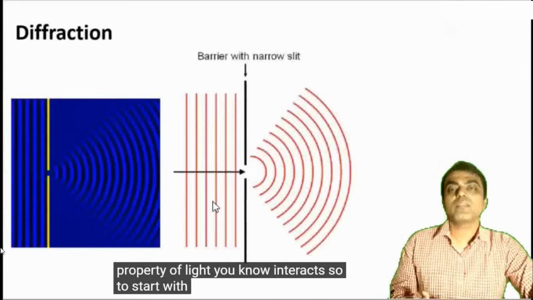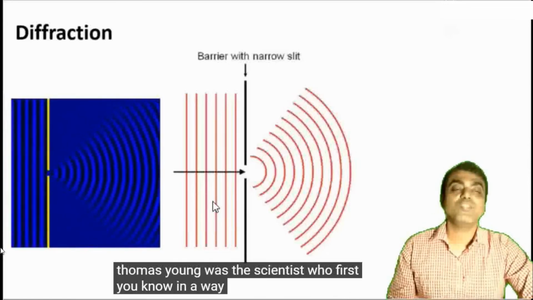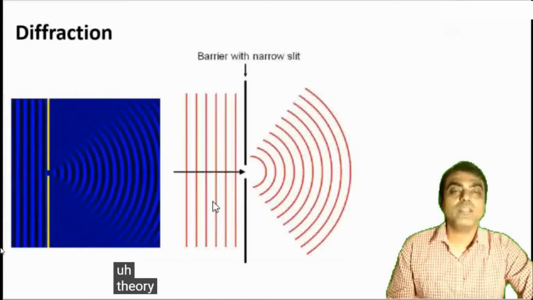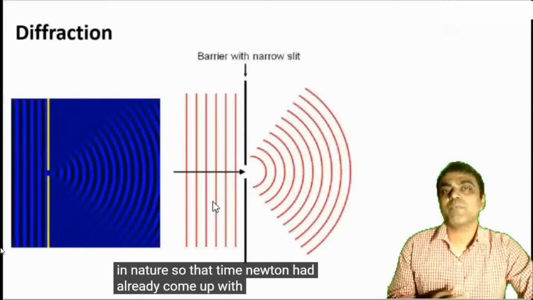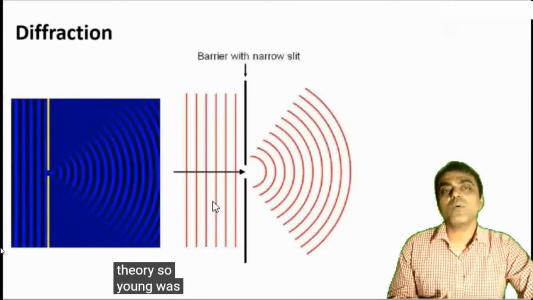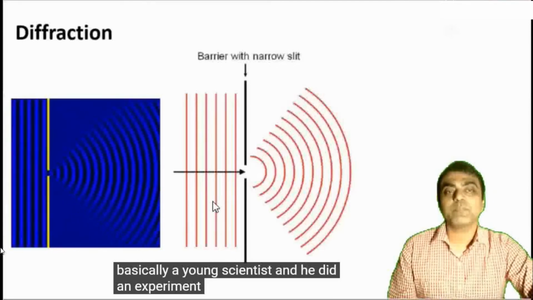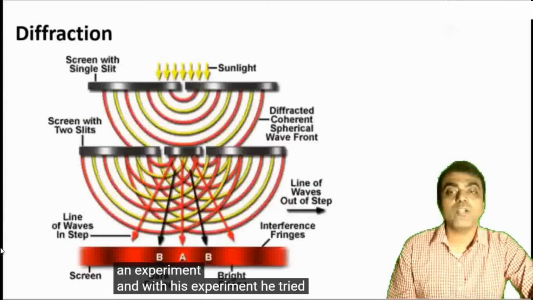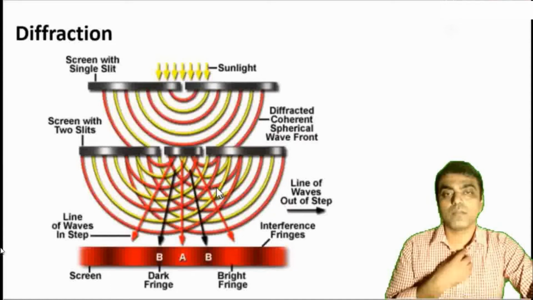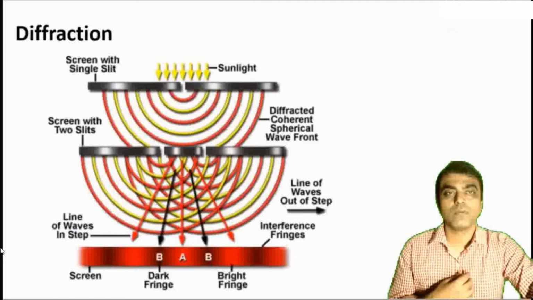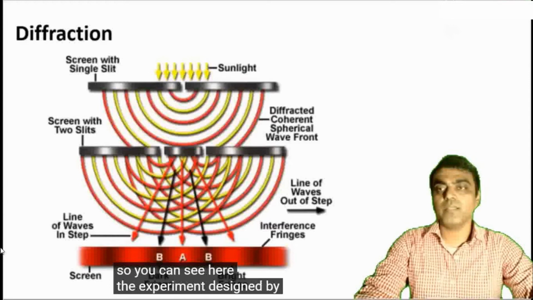To start with, Thomas Young was the scientist who first, in a way, challenged Newton's idea of light being a particle in nature. At that time Newton had already come up with the corpuscular theory. Young was a young scientist, and he did an experiment, and with his experiment he tried to prove that light is a wave. You can see here the experiment designed by Thomas Young.